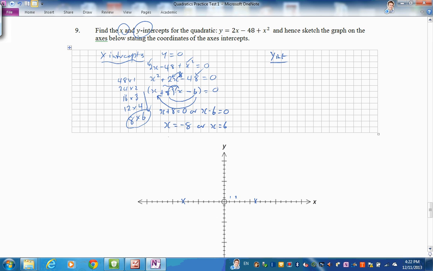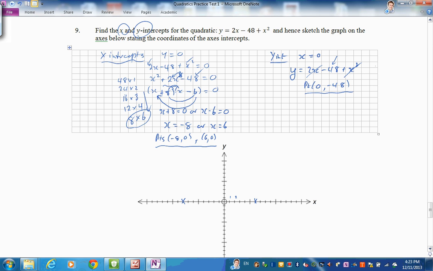Well, we should write these as correct points, shouldn't we? The points are (-8, 0) and (6, 0). Intercepts or any points have 2 coordinates. The y-intercept is when x is 0, so let's look at the function: 2x minus 48 plus x squared. So this is the usual c value, written in a different order here. When you substitute in 0, those 2 terms give 0, so the point will be (0, -48).